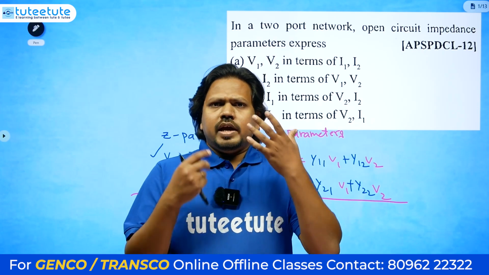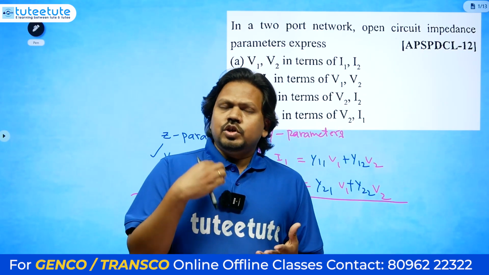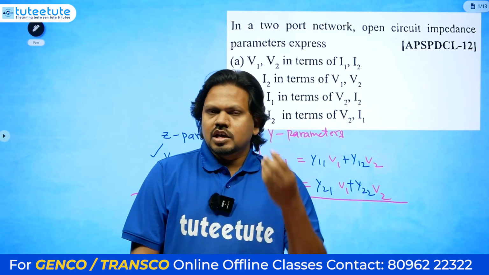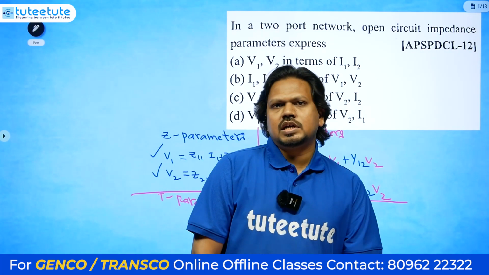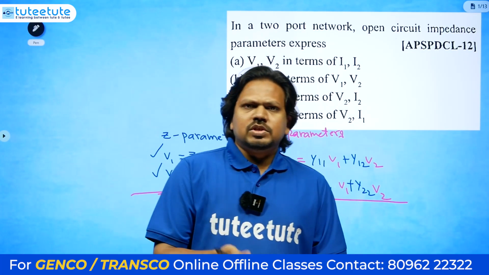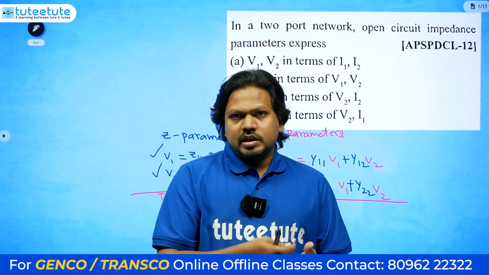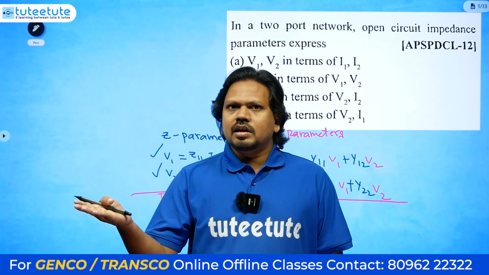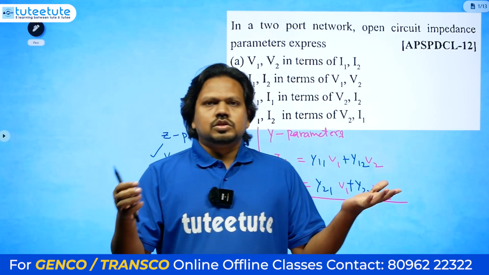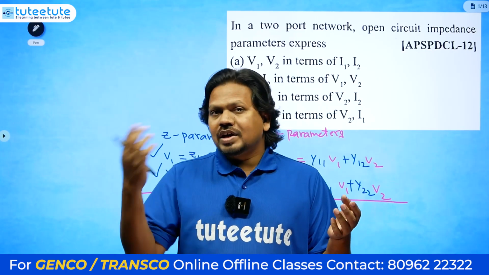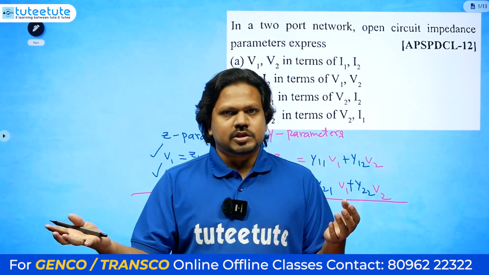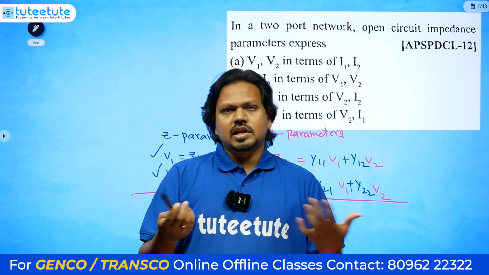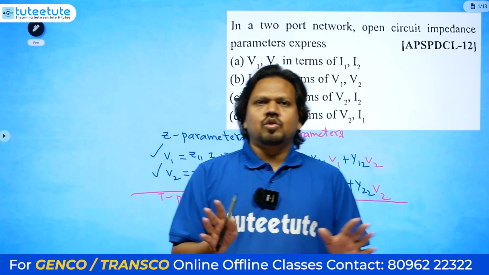ABCD parameters we generally use to represent the transmission line. If you know this one, like in the EMF subject, or otherwise in power systems, you will be understanding this. For the transmission line we have two ends: one is the sending end, another one is the receiving end. At the sending end side, the generator is present. At the receiving end side, the load is connected. Yes or no? For any transmission line it is so. It may be how much long, no need for us.